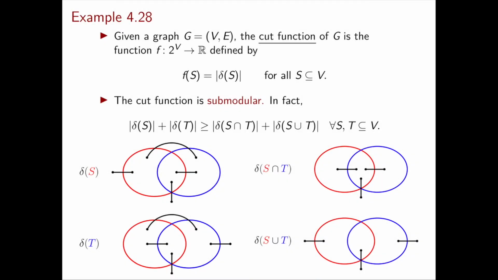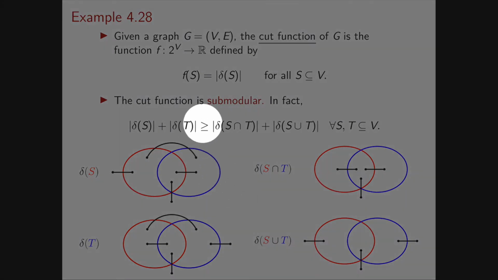Good, so what about the right hand of the inequality? We have the cardinality of delta S intersected T plus the cardinality of delta S union T. So we're summing all these types of edges that we saw here. Also here you see this one appears here and here, so it appears again with the coefficient 2. All the edges are counted twice. And then again I'm counting these ones, and these ones, and these ones.